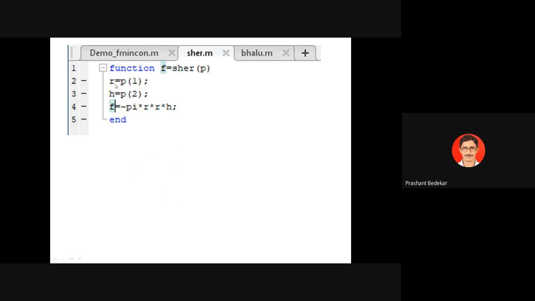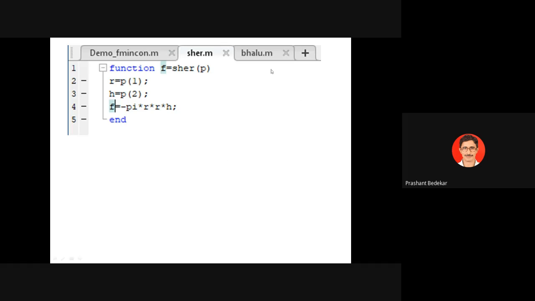And instead of writing these 2 lines, line number 2 and line number 3, I could have avoided this and directly written that f is equal to minus pi multiplied by P1 multiplied by P1 multiplied by P2. That I could have done easily, no problem. But for better understanding, I have transferred the quantities into R and H. This is the second file, which contains the objective function.